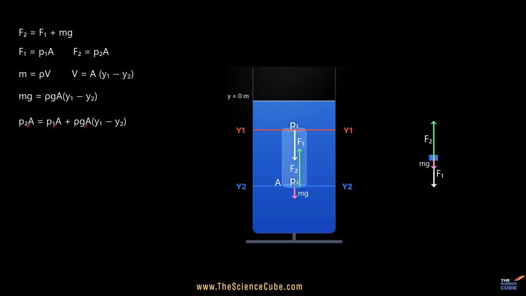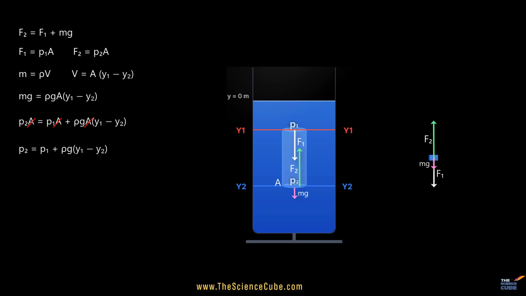And notice that A gets eliminated from this equation, which means that you could have a small face cylinder or large. It would not change the end result that we are trying to derive, and that is P2, or the pressure here, is equal to P1 plus rho g into y1 minus y2.